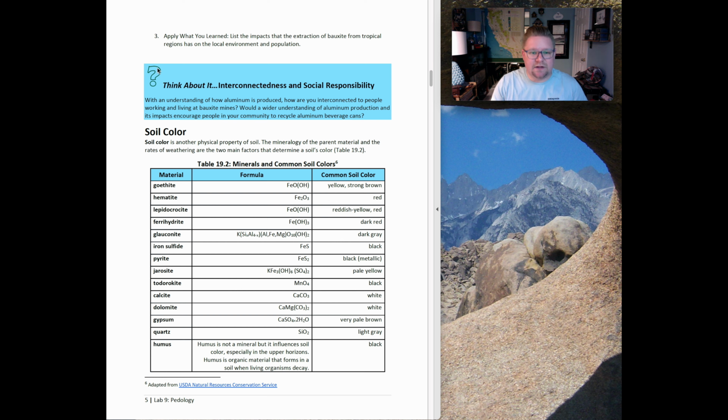As we can see on this table here, 19.2, we have a handful of different minerals, as well as the formula and the common soil color. It's important for us to understand these different minerals, because it gives you an idea as to what is present. Going back to question 3, thinking about the impacts of extraction of minerals from different soils, this is an identifier as to what minerals might be present in a certain soil. It also lets you know how the soil might work later, as we'll talk about, when it comes to drainage and growability for agriculture.